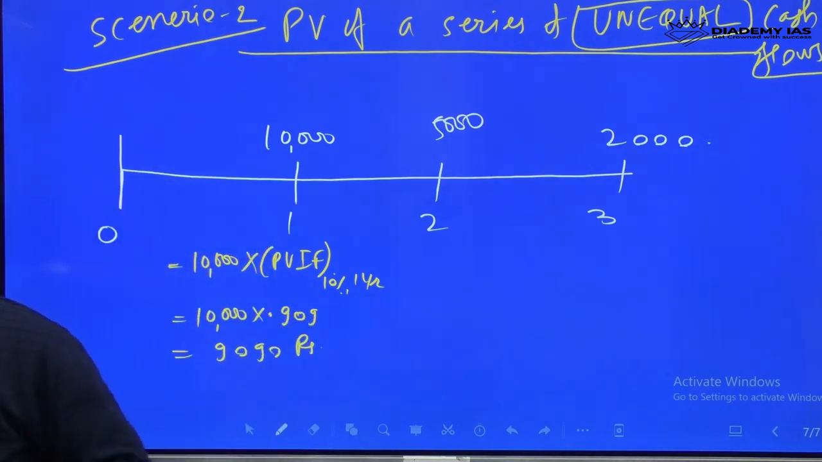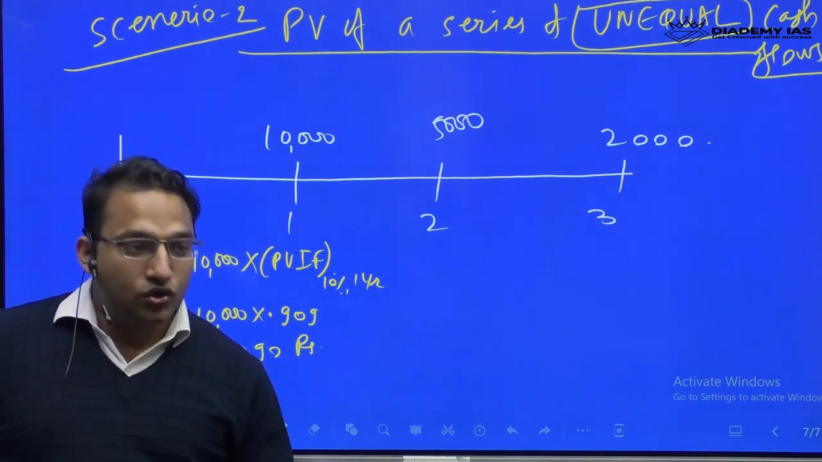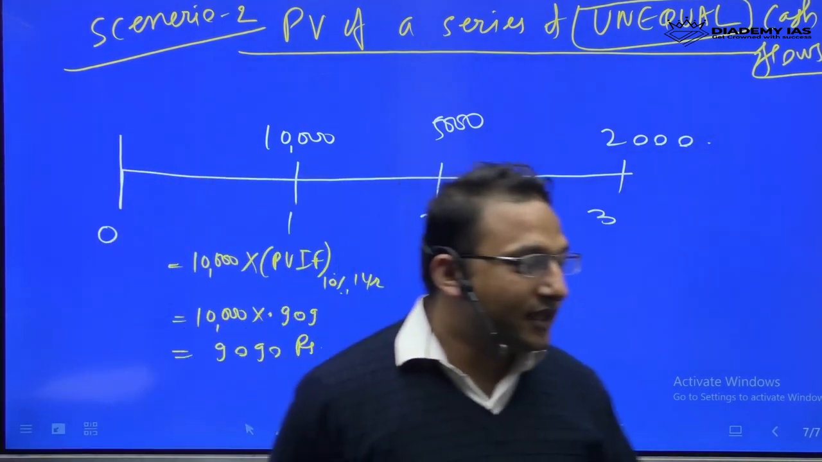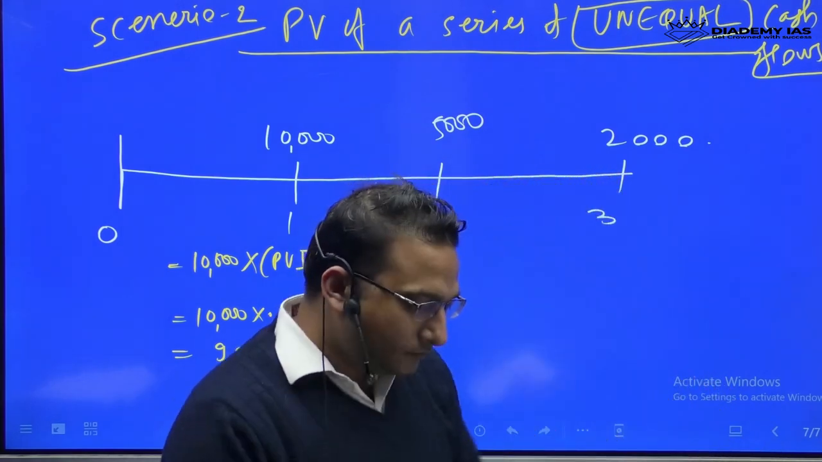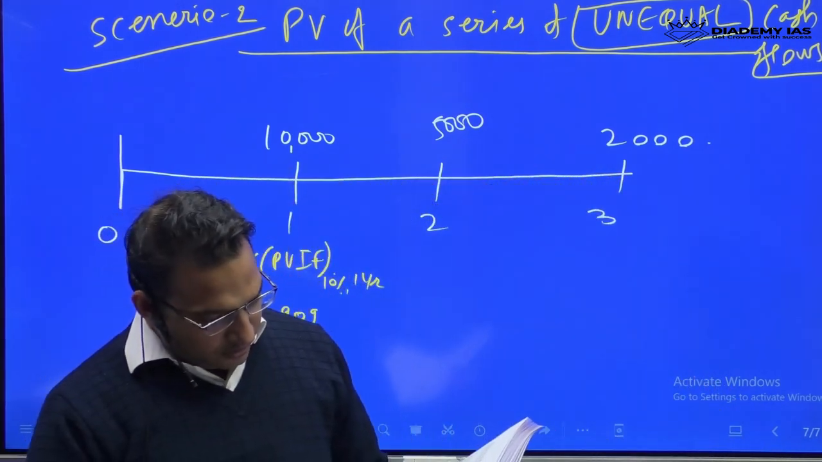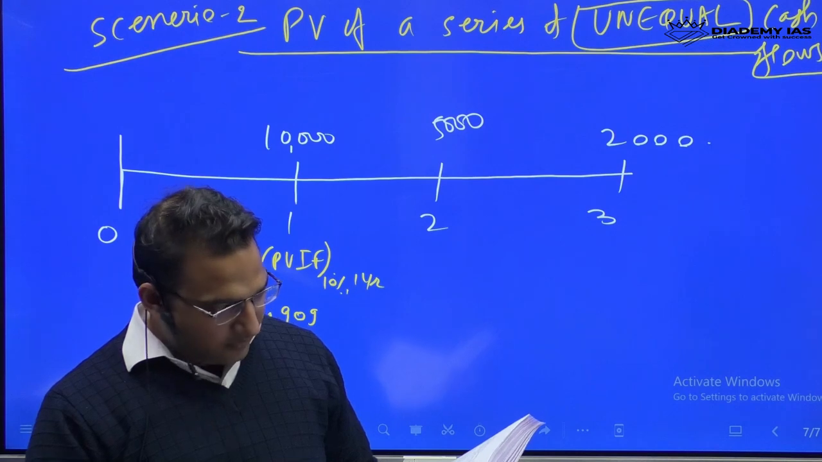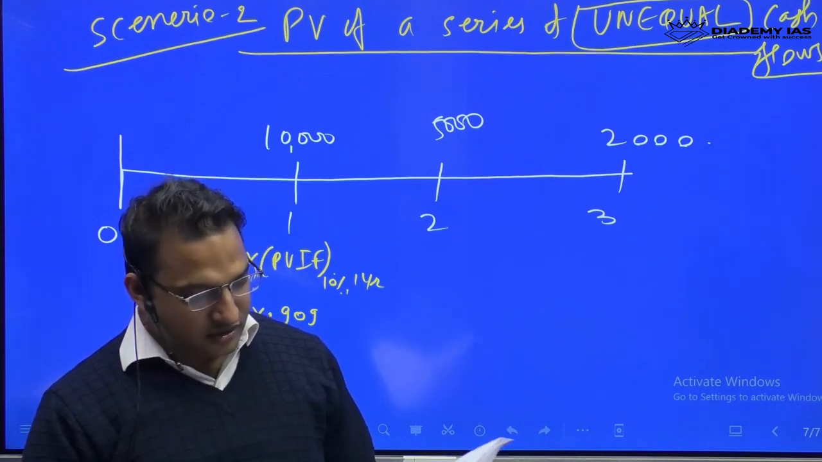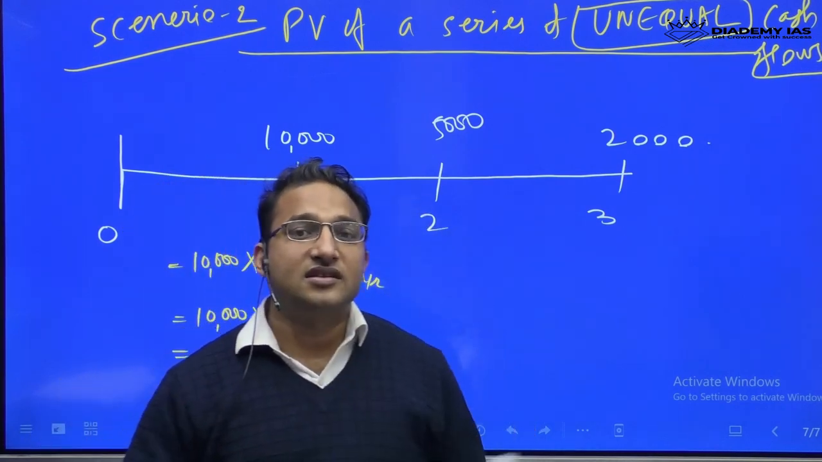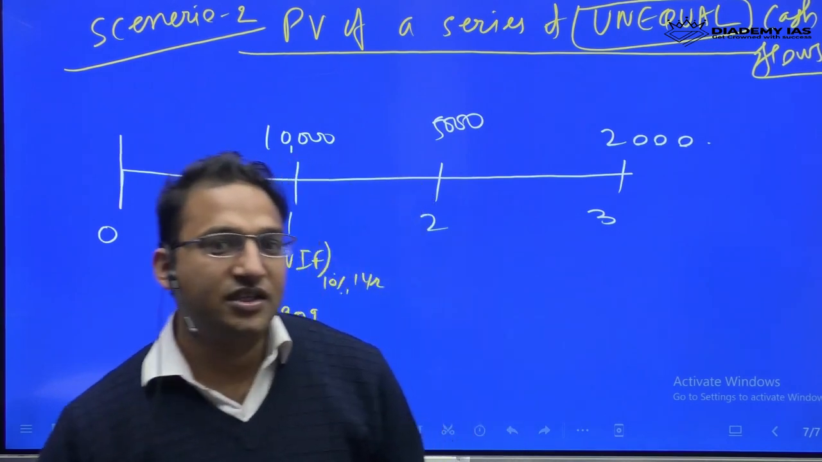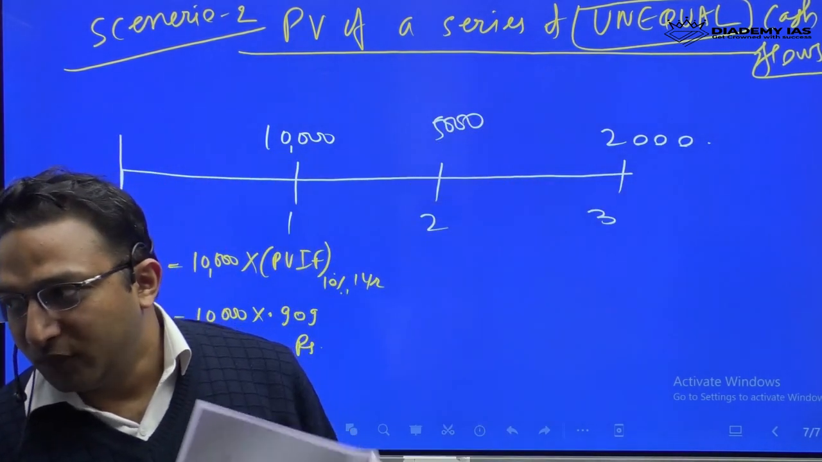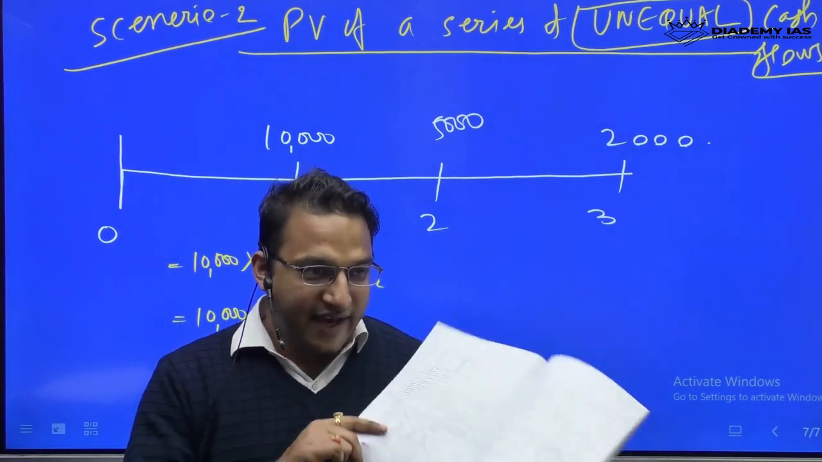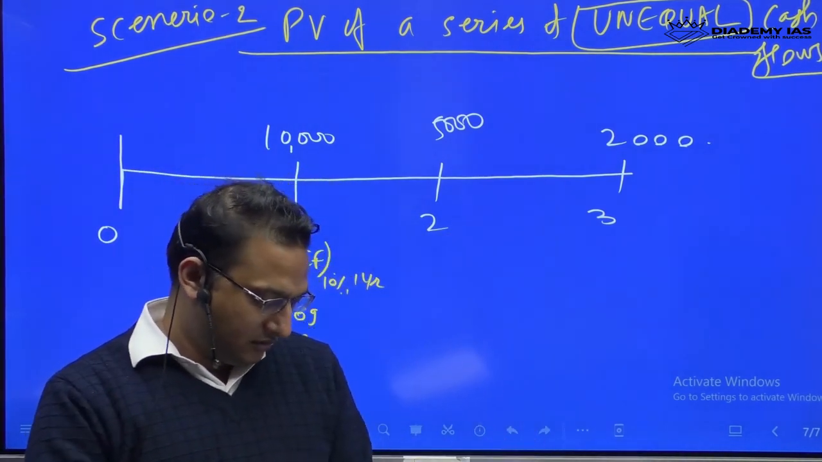In the previous class, I discussed, and you might have two books of the FM. In the second booklet, see the previous question. Come to page number 97 of the second booklet. This thing I discussed in the previous class also. Some offline students are asking what type of question they will give in the previous year, so I'm just showing the previous question to them.